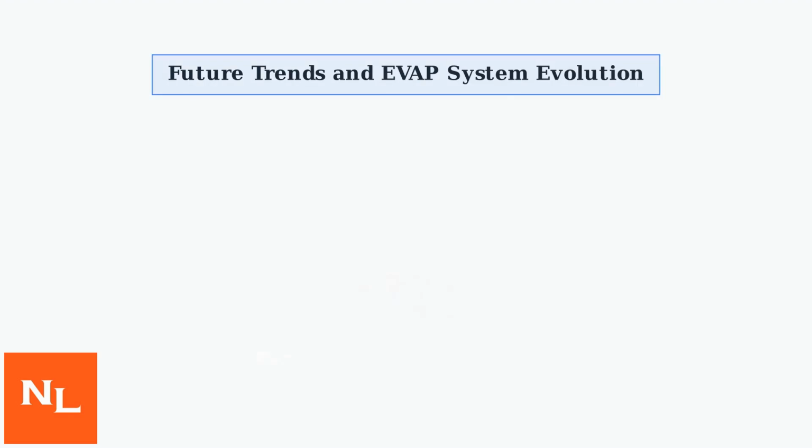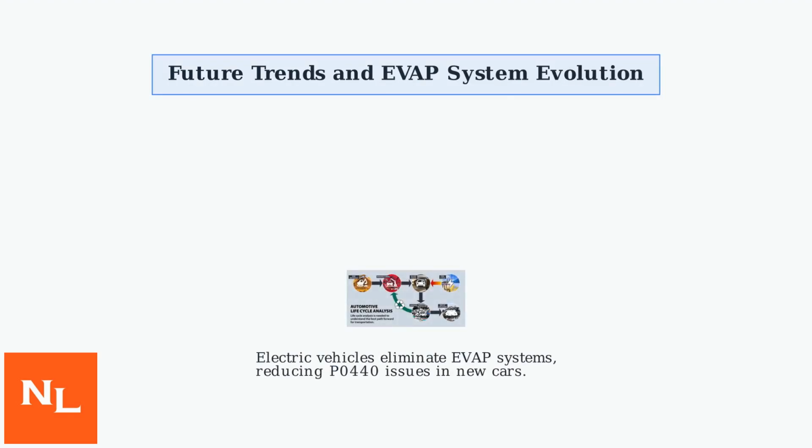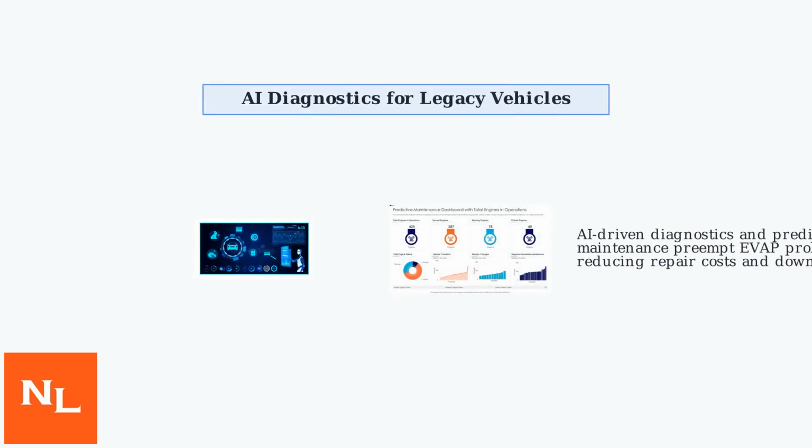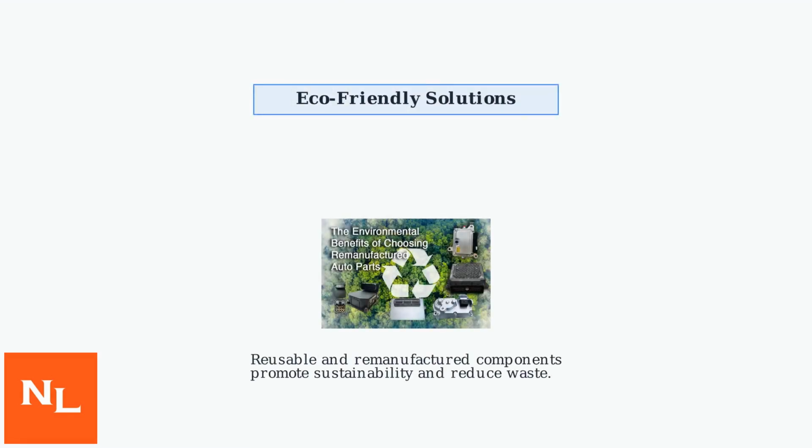With the increasing adoption of electric vehicles, which lack EVAP systems, P0440 issues are becoming less prevalent in newer vehicles. However, for legacy internal combustion engine vehicles, advancements in AI-driven diagnostics and predictive maintenance are emerging. Eco-friendly solutions, such as reusable and remanufactured components, are also gaining traction.